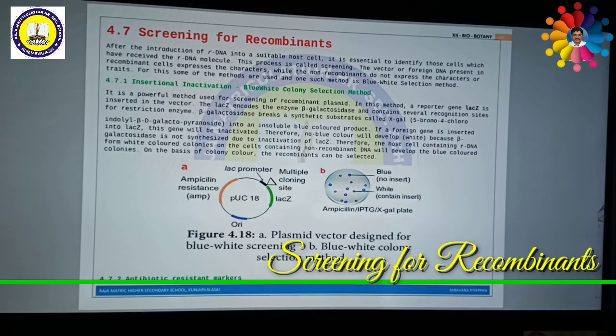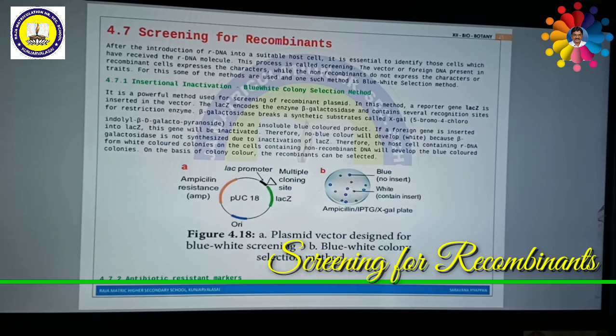Originally, what is X-gal? X-gal is also called 5-bromo-4-chloro-indolyl beta-D-galactopyranoside. So this is otherwise called, in short form, X-gal. That means beta-galactosidase breaks the X-gal to produce a blue colored product when the LacZ gene is present inside the plasmid.